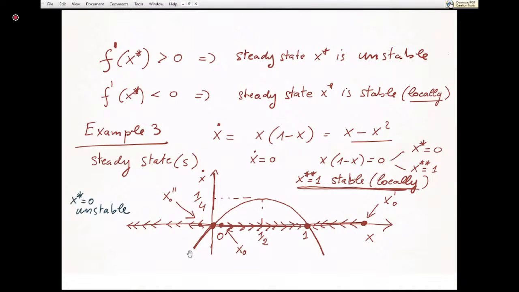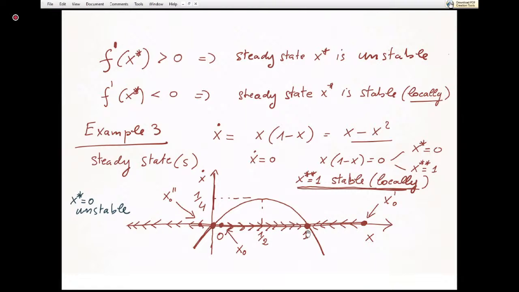There are two because it is a quadratic function. So you see 0 here, 1 here. Clearly, based on what we already know, 1 is stable locally, while 0 is unstable. If you start from a positive value, we will have convergence to 1. If we start from a value larger than 1, we will have convergence to 1, which is the carrying capacity of the environment of this population.